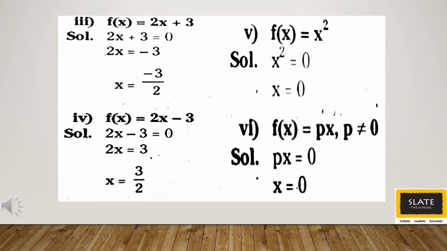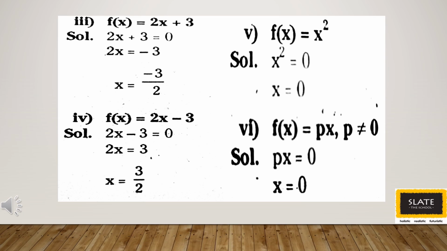Third question, f of x is equal to 2x plus 3. To find the 0 of the polynomial, equate f of x to 0 and make the variable x as the subject. So here 2x plus 3 is equal to 0, and on simplification we get x is equal to minus 3 by 2. Therefore, minus 3 by 2 is the 0 of the polynomial f of x is equal to 2x plus 3.